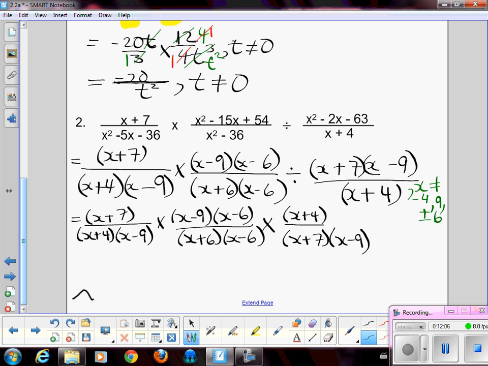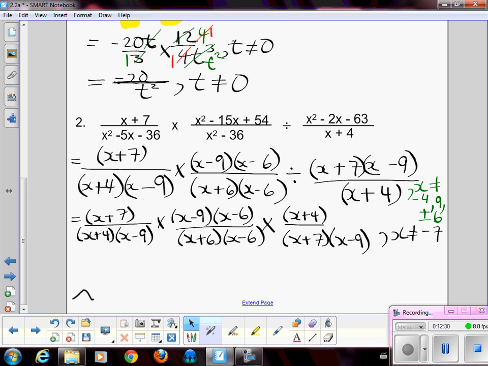Now, when I flipped that, I created some new restrictions on the denominator. So now when I look at what was the numerator and is now the denominator, you can see x cannot equal 7 or positive 9, but we had positive 9 before, so we have a new restriction that x cannot equal negative 7.